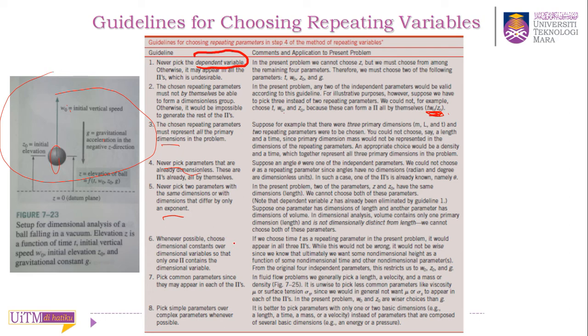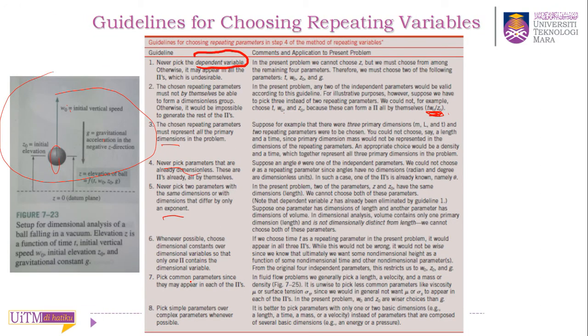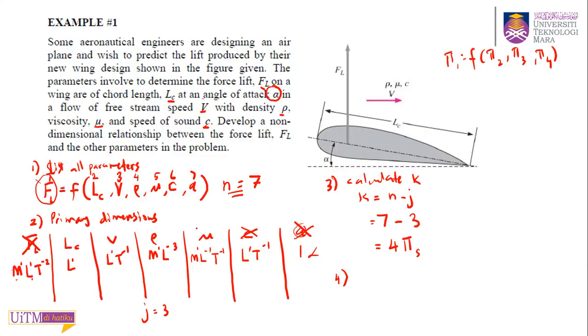So this is quite tricky for step 6, but in our example we don't have that. The next guideline is pick common parameters. Choose parameters that are common, such as length, time, density, velocity. In our problem, we have the length, the velocity, the rho, and the mu. So which of these four is the least common?